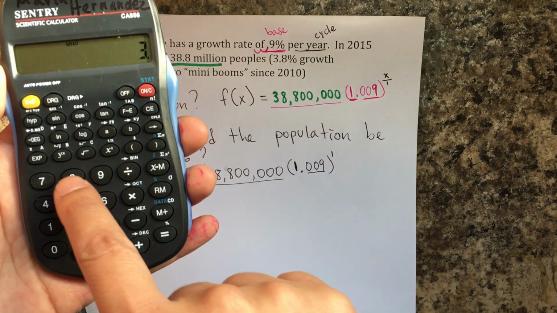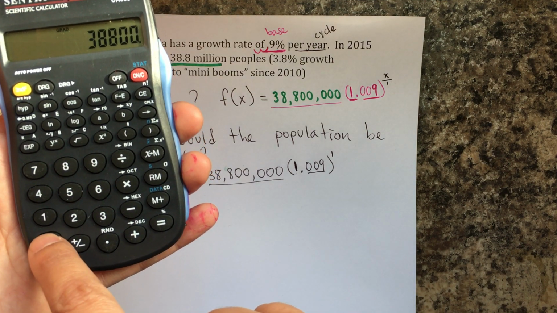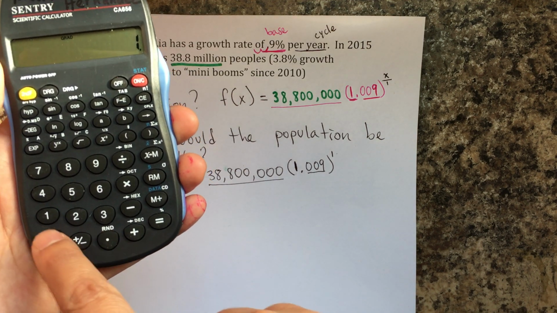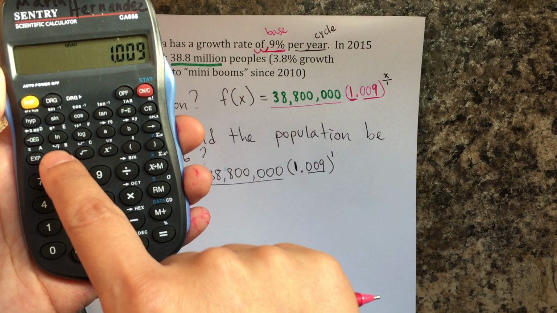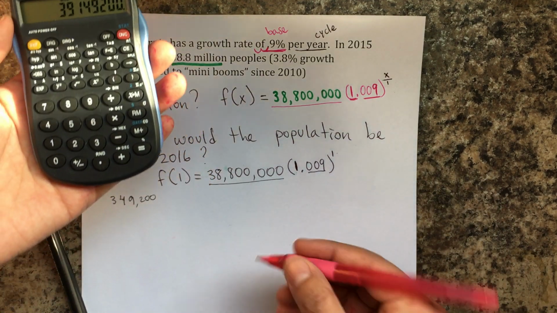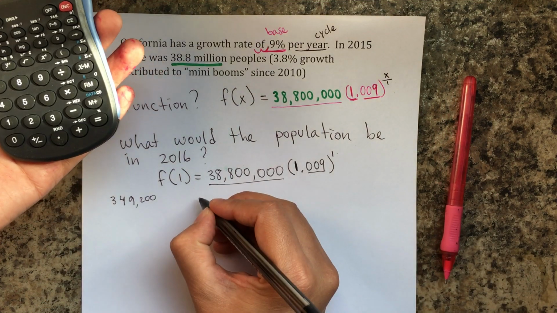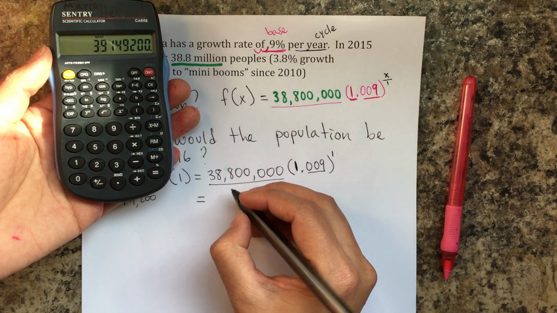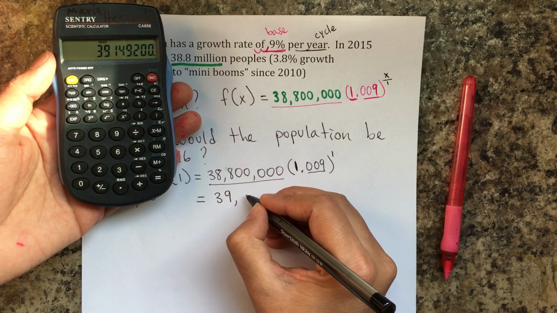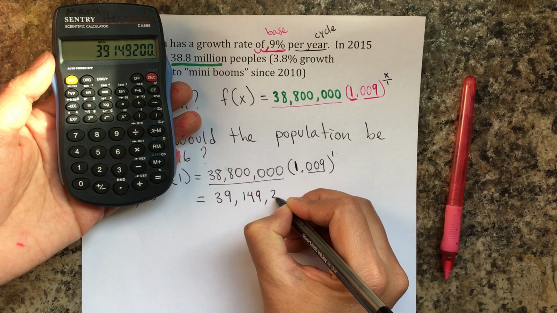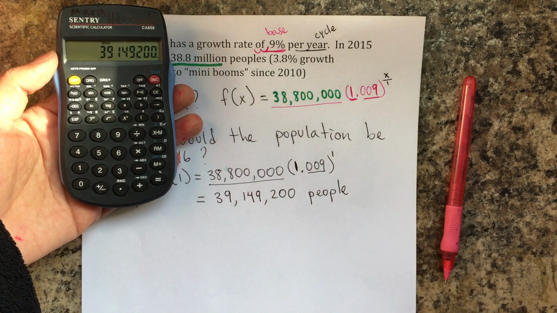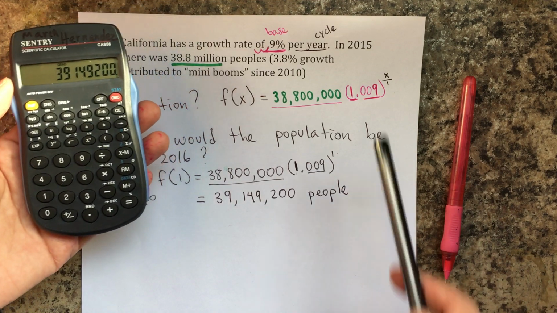So it's going to be 38,800,000 times 1.009 to the power of 1. Again, the power of 1 is not going to do any changes, but the new population 1 year later is going to be a total of 39,149,200 people. Okay, that's how many people are going to be in California 1 year later.